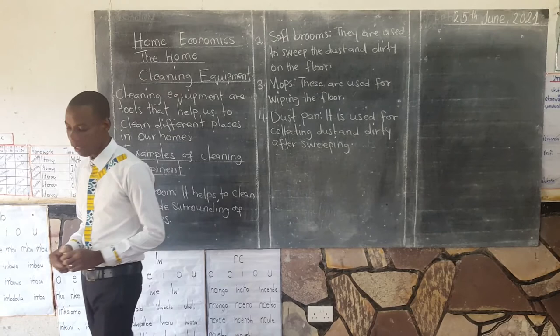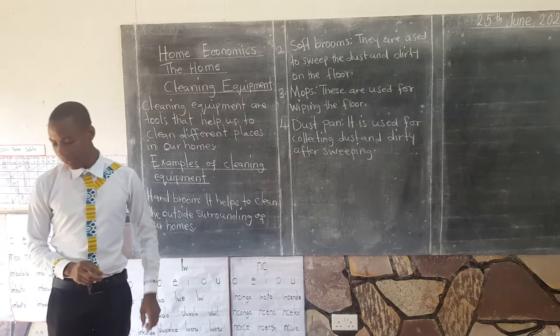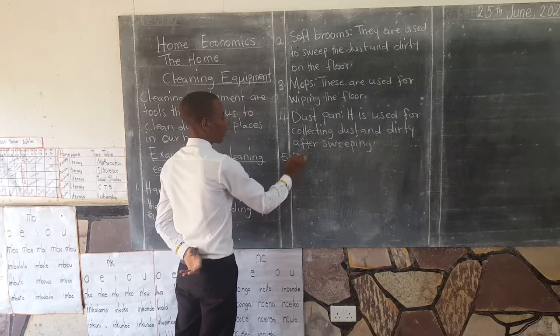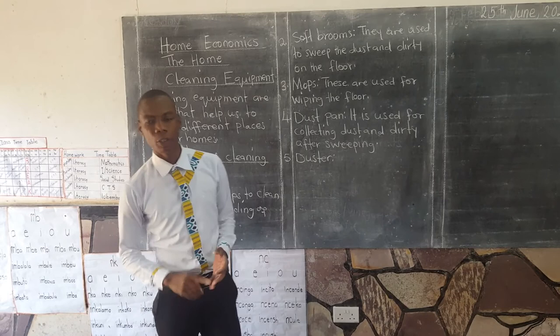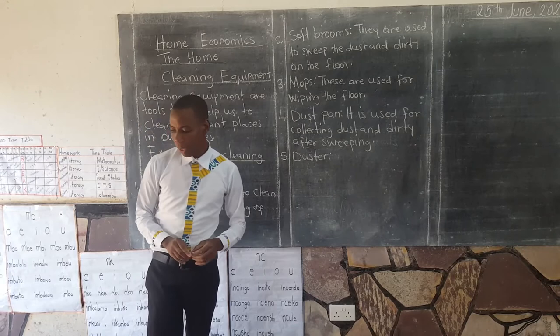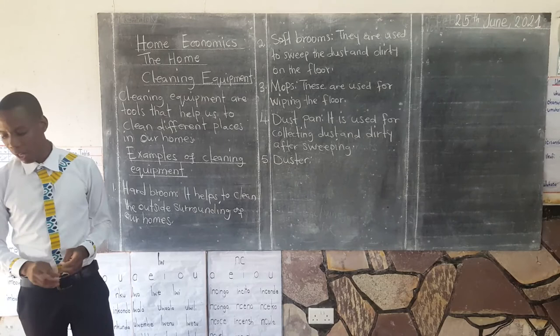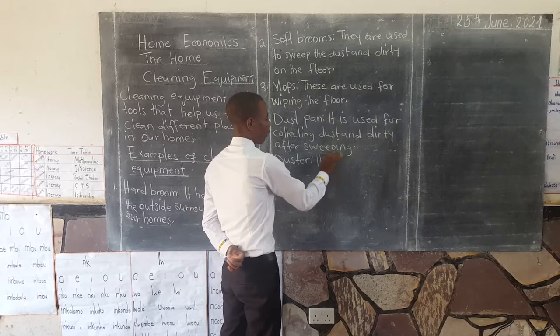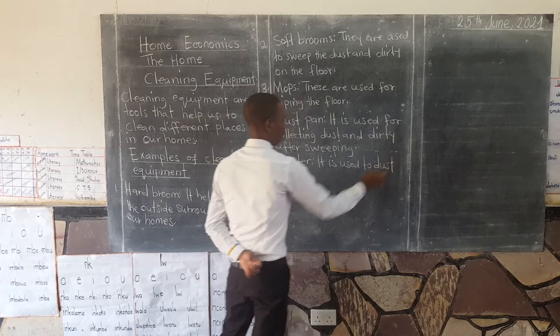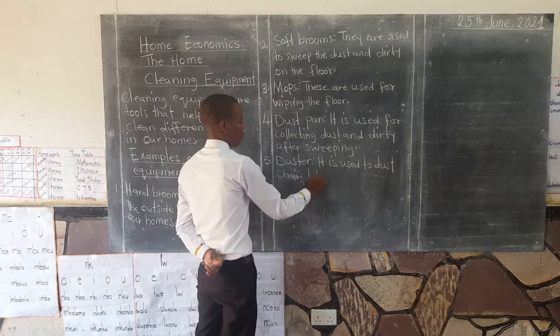Well, these tools that I've shown you are not the only ones. We have others such as a duster. A duster can be made of chicken feathers. What could be the use of the duster? We use it to dust tables, chairs, and the walls.